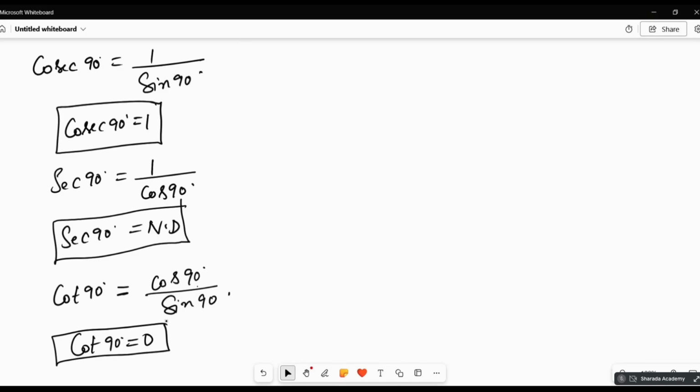Okay, it will be equal to 0. So, these are the standard values which we try to learn by heart. Why are they the standard values? Because whether you take a very big triangle or a small triangle, the sides are divided in the same proportion for a given angle. That is why the ratios we get will be the same.